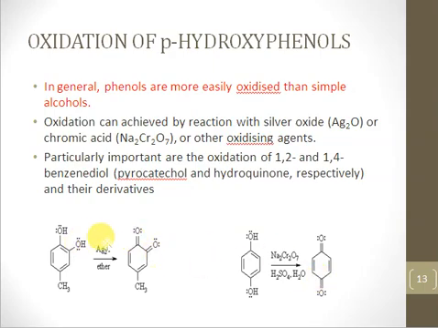So you can use silver oxide for the oxidation of para-hydroxyphenol, or you may use chromic acid for the oxidation to ortho-quinone. But in general, as mentioned earlier, the ortho-quinones are not stable as compared to the para-quinones.